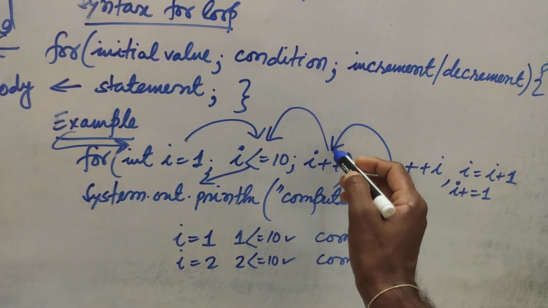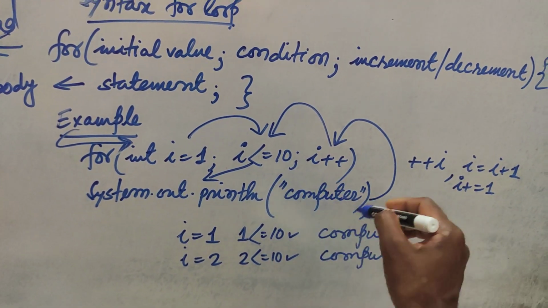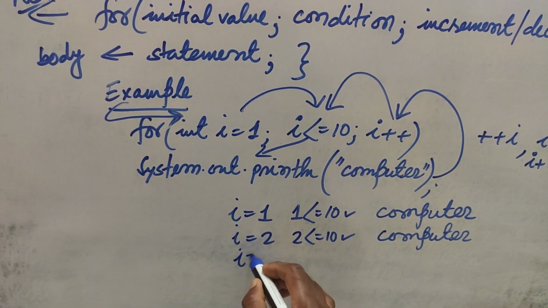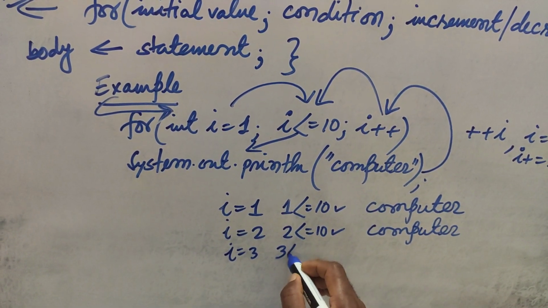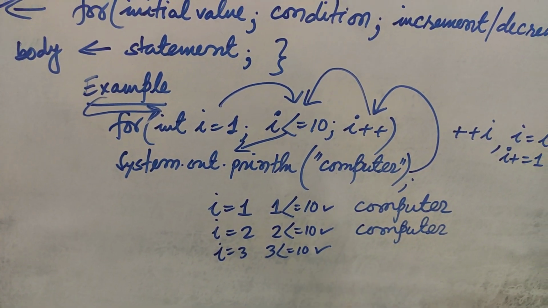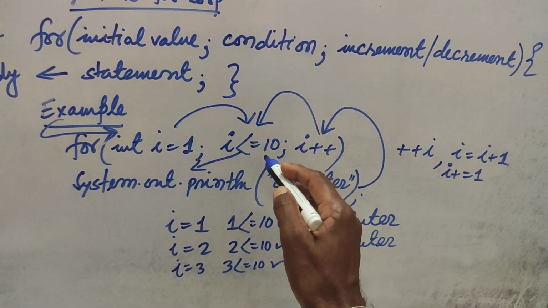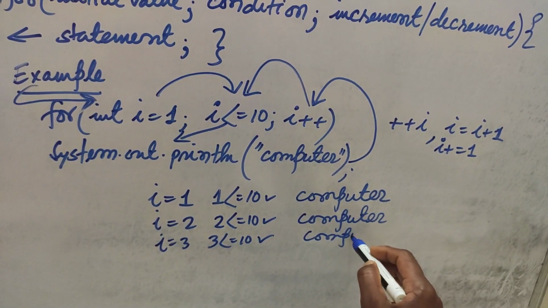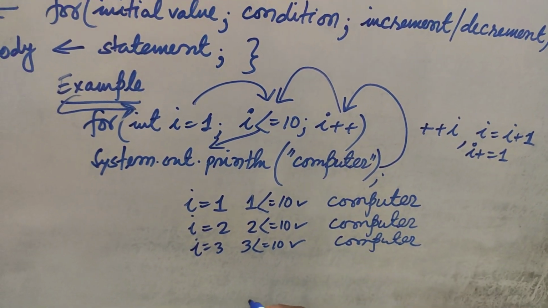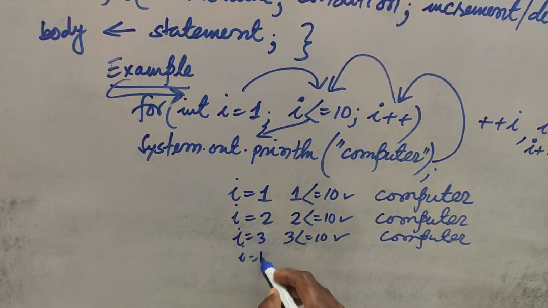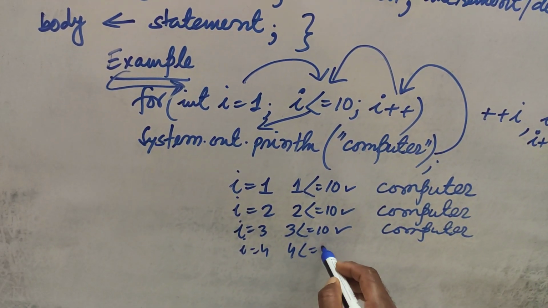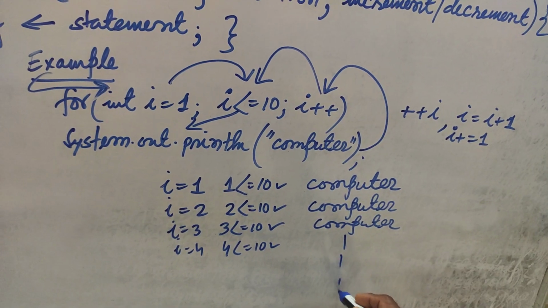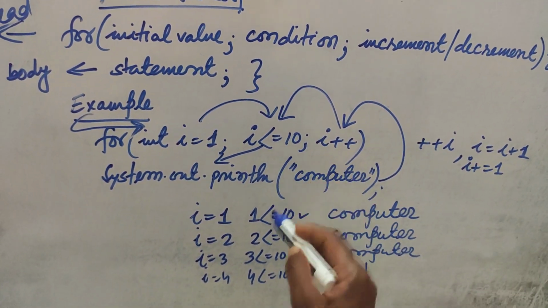Again it returns back here. Entering the body means it comes here. Again it returns back here. Then I equal to 3. 3 less than equal to 10. Again it's true. The word computer will display again. Computer. I equal to 4. 4 less than equal to 10. True. That way the computer displays 1, 2, 3, 4, 5, 6, 7, 8.